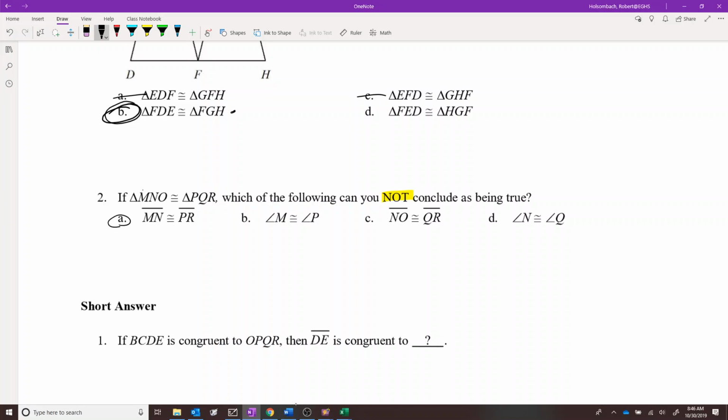Let's look at the rest of these to check them. M is congruent to P. M is first, P is first. So that would be true. So that's not a correct answer. NO is congruent to QR. NO is the second and third letter, congruent to the second and third letter. So that would be true. And N is congruent to Q. N is the middle letter, and it's going to be congruent to the middle letter. So answer A right there.